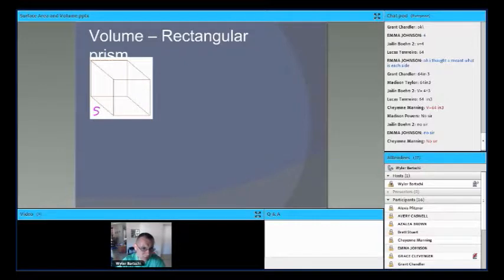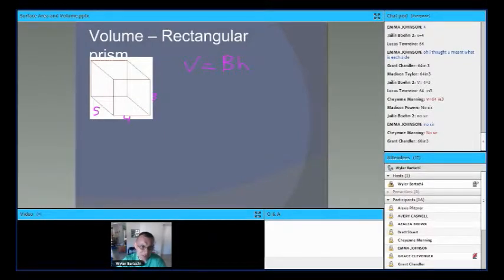Let's give it some units here. So let's say this is 5, 4, 3. Why not? So our volume of a rectangular prism is, you'll see this formula a lot, big B H, and that just means volume of the base. So here the base is a rectangle, so it's length times width times height.